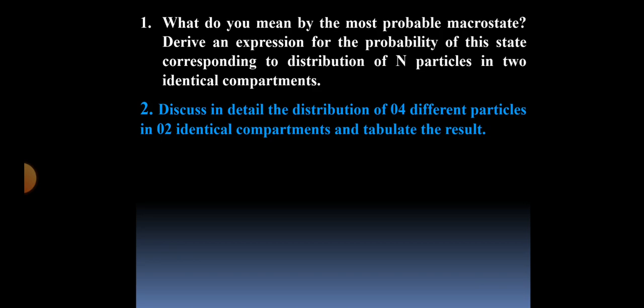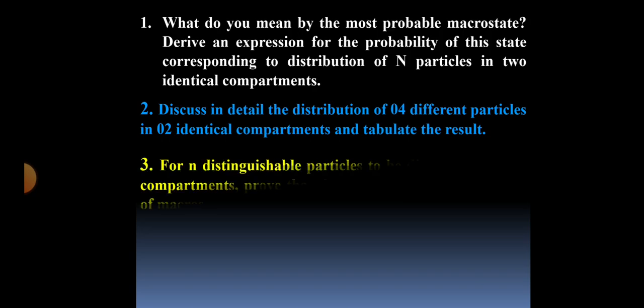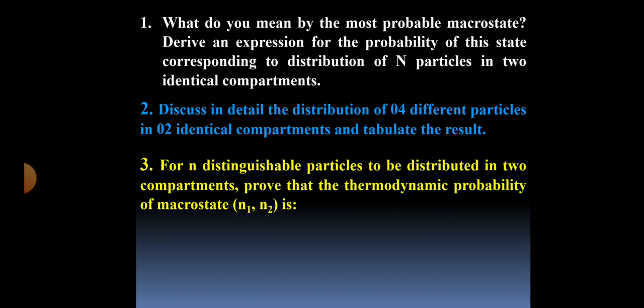Question number 2. Discuss in detail the distribution of 4 different particles in two identical compartments and tabulate the result. Question number 3. For n distinguishable particles to be distributed in two compartments, prove that the thermodynamic probability of macrostate is given by this expression. We have to prove this.